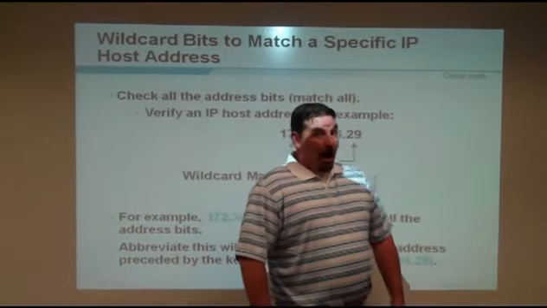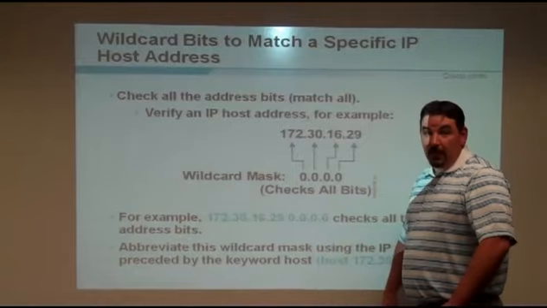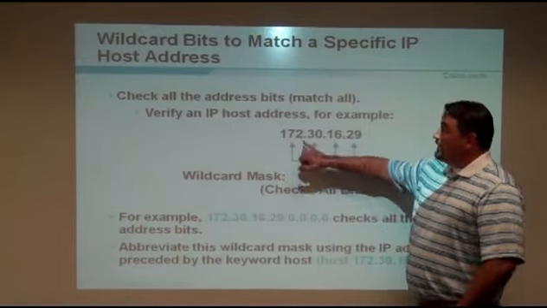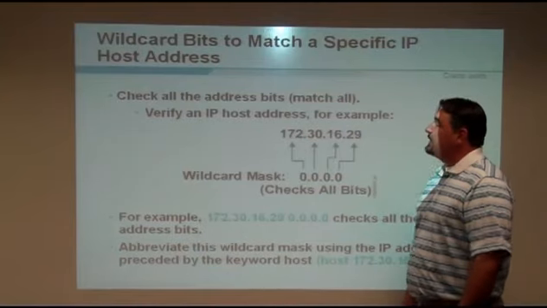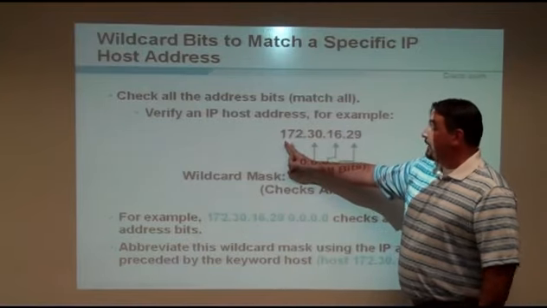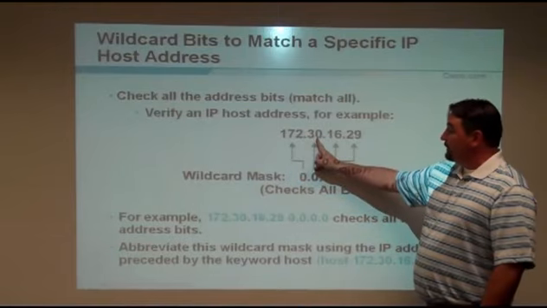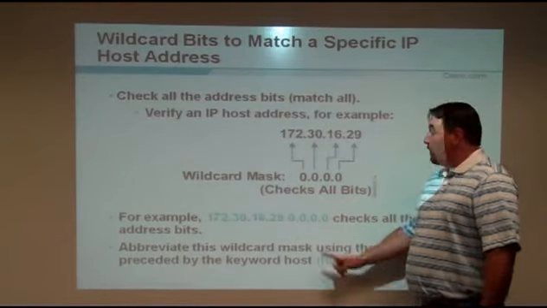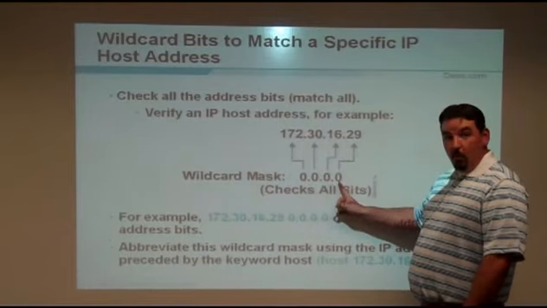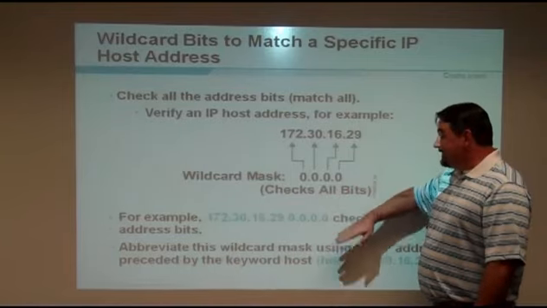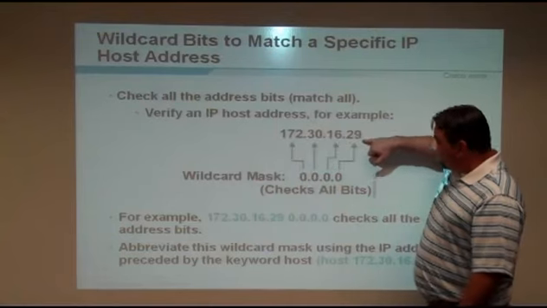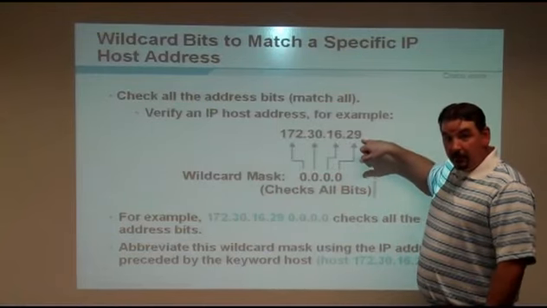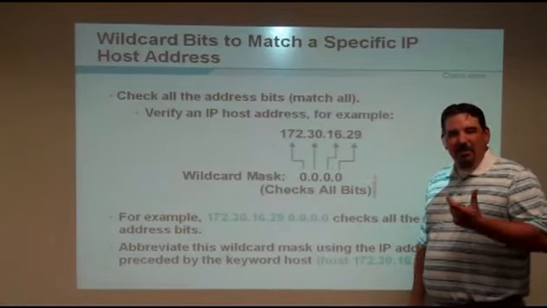So they show, as far as wildcard bits and ways that we can utilize these wildcard bits, if I want to check all 32 bits to exactly match a certain source IP address, I can go through and put in the IP address as 172.30.16.29 with a 0.0.0.0 wildcard mask. Okay? And in this case it says, let's check all 32 bits and make sure it is exactly that source IP address.